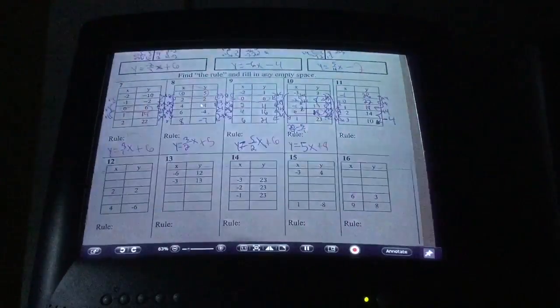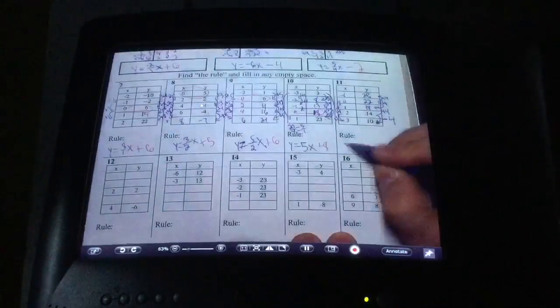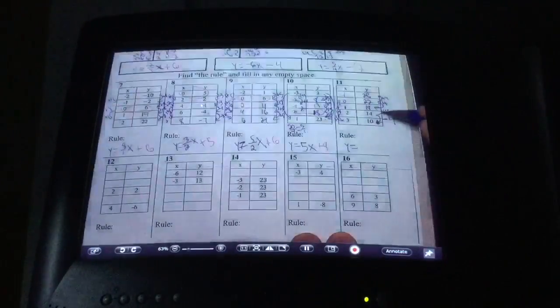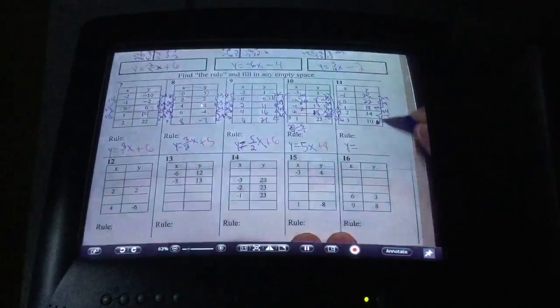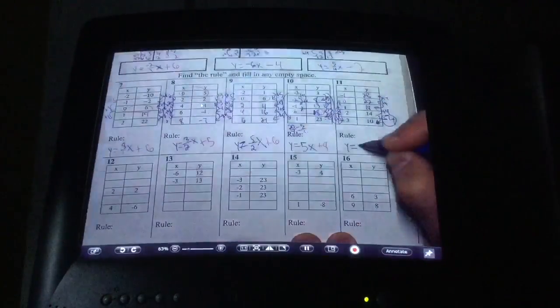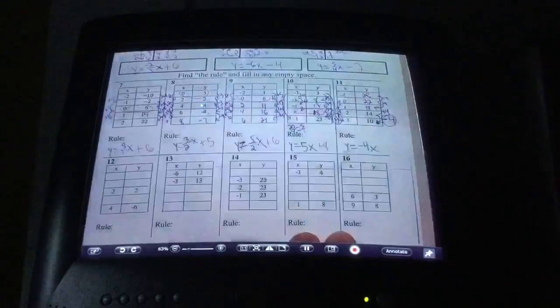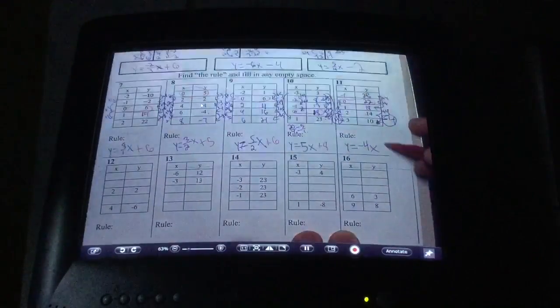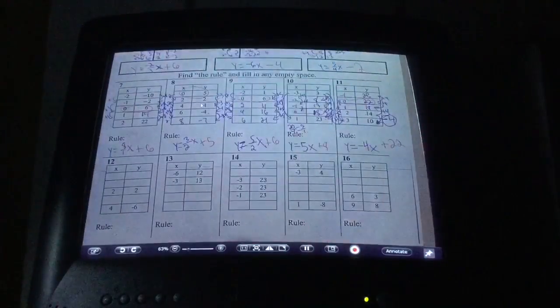Now to come up with the rule, we'll just keep doing what we've been doing. Y equals, the rate is going to be, now we're not going to look at the ones where we went backwards. We're going to look at the ones where we went forwards. Okay? It would be -4 over 1x. And now that we have the input of 0, we can see the output is 22, so it's +22.